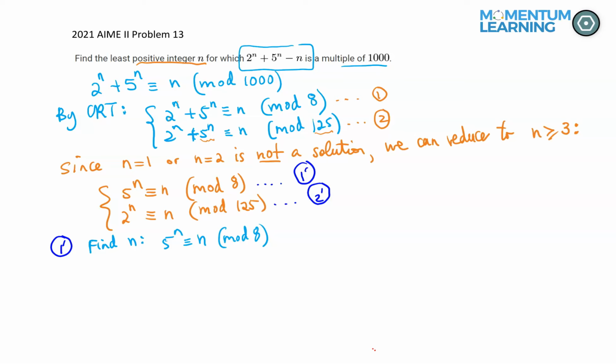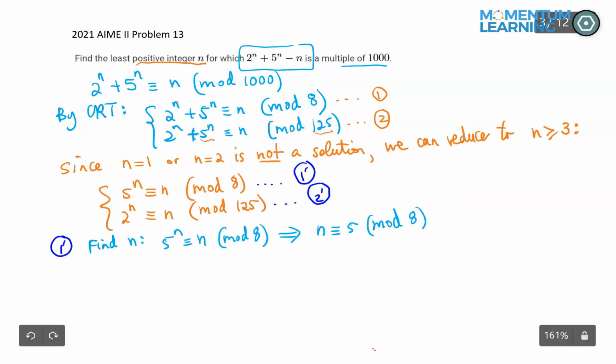5^1, is it congruent to 1? No. 5 squared is 25, and 25 is just 1. Is 1 congruent to 2? No. It turns out that the order is 2 here, which is pretty good. And so on. You will see that 5^5 is just 5 times 5^4, and 5^4 is just 1, so 5 is congruent to 5. So this implies that n had better be congruent to 5 modulo 8. That one was very, very easy, actually. Do you guys agree? So that's the solution to the first congruence.